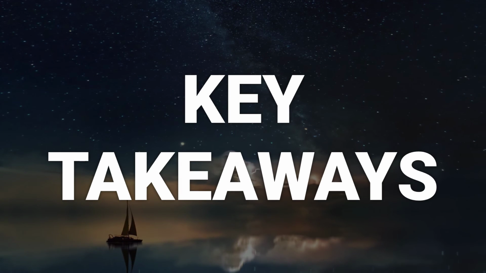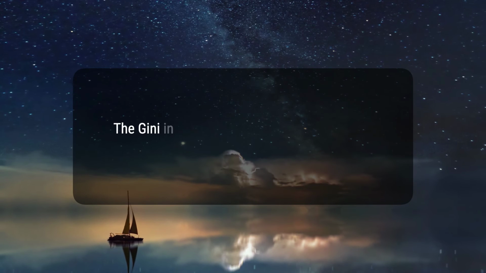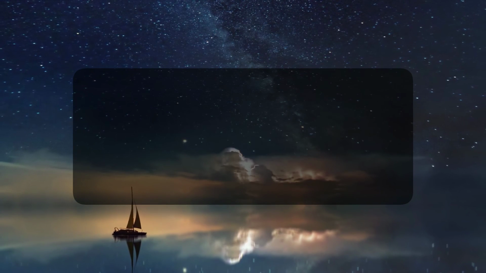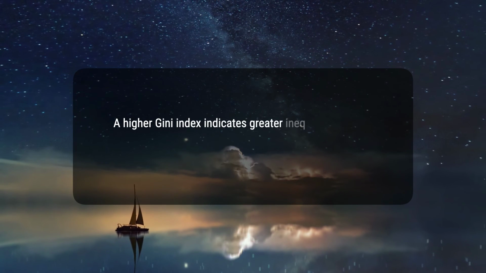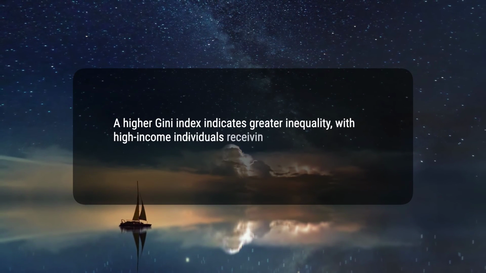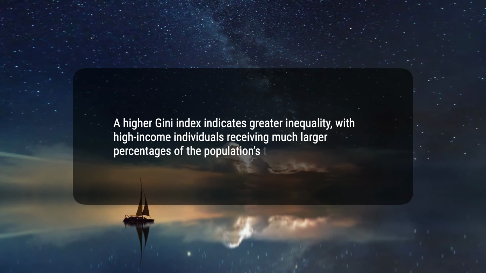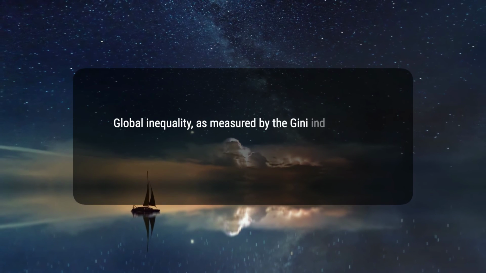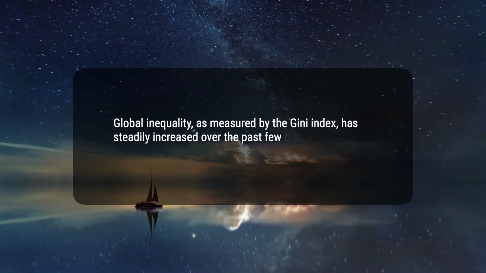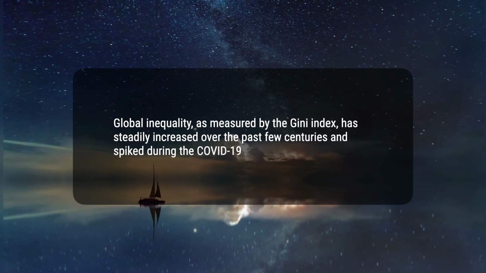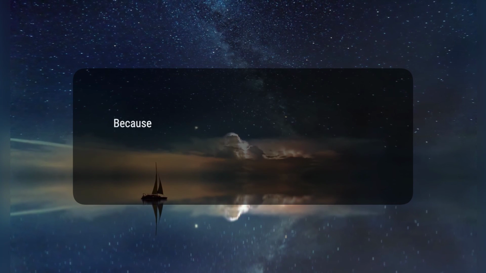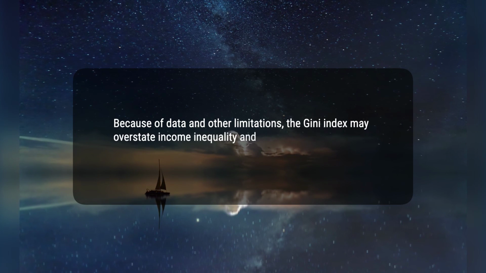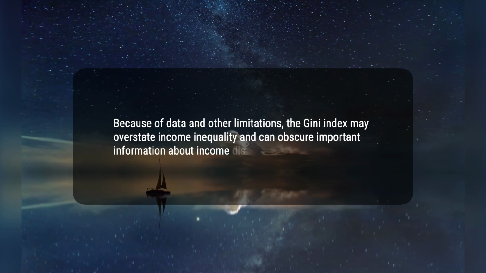Here are 4 key takeaways. 1. The Gini index is a measure of the distribution of income across a population. 2. A higher Gini index indicates greater inequality, with high-income individuals receiving much larger percentages of the population's total income. 3. Global inequality, as measured by the Gini index, has steadily increased over the past few centuries and spiked during the COVID-19 pandemic. 4. Because of data and other limitations, the Gini index may overstate income inequality and can obscure important information about income distribution.